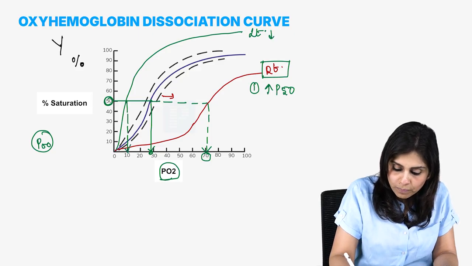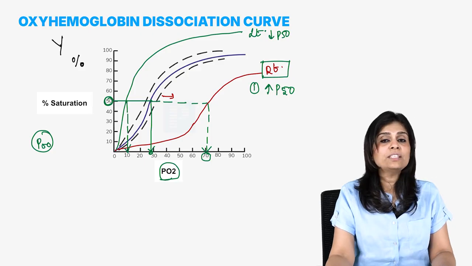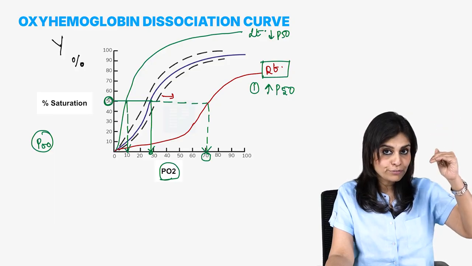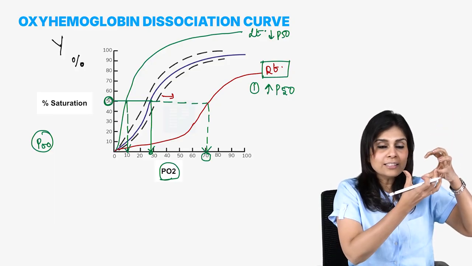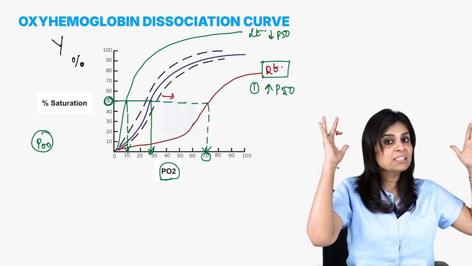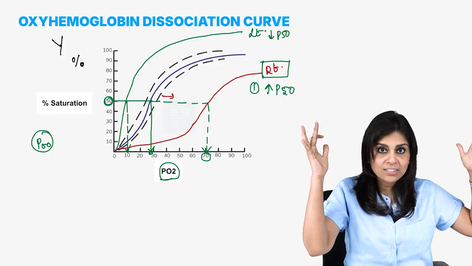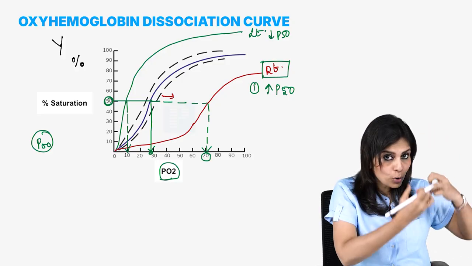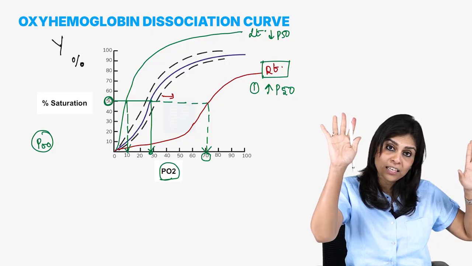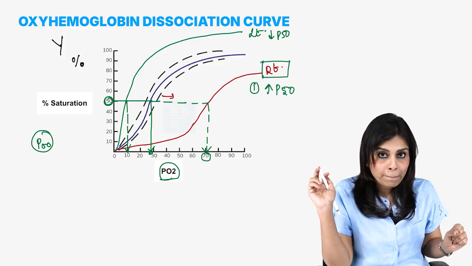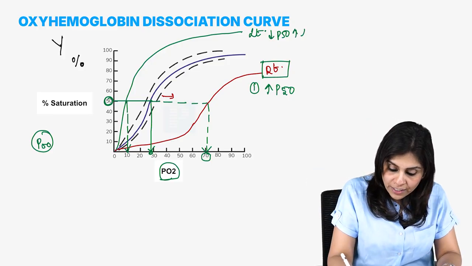P50 is low. Now, can you tell me what does low P50 mean? When I say it is low P50, I mean to say even at such a low partial pressure of oxygen, it is 50% saturated, which means its affinity is high. So P50 and affinity are inversely proportional.